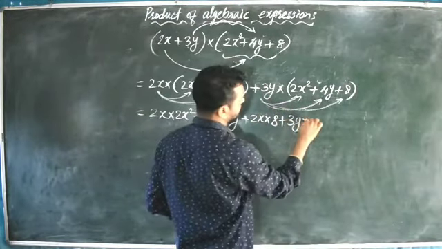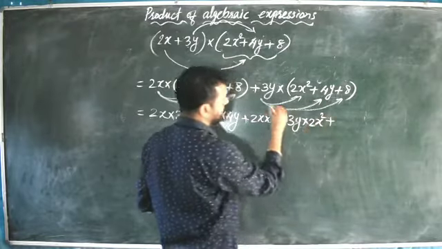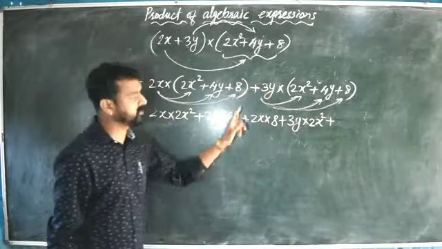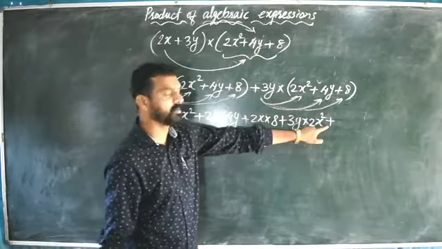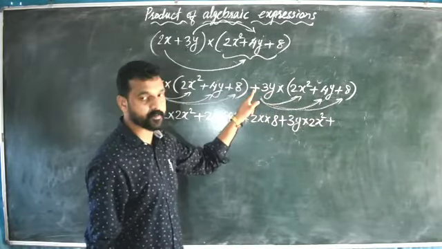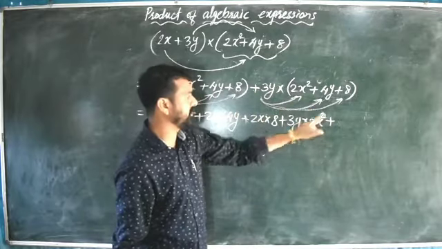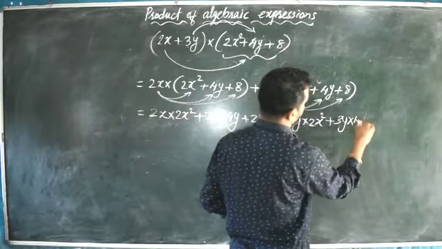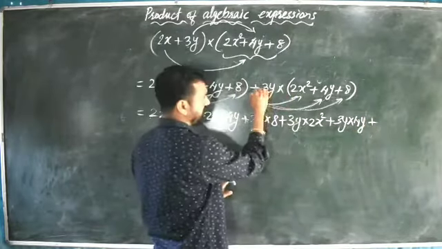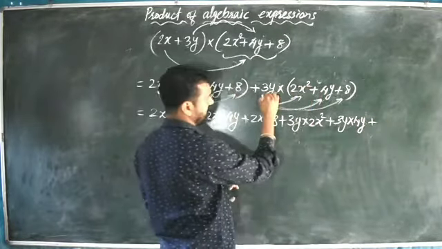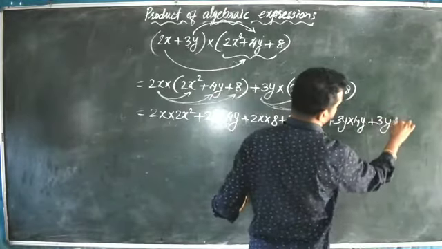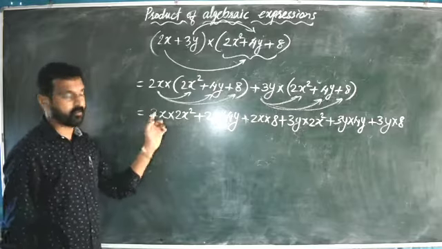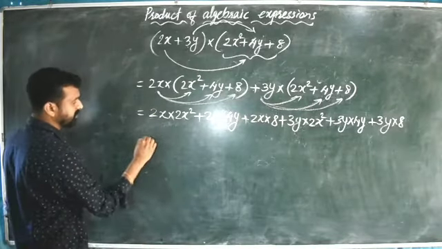Plus here it is 3y into 2x square plus 3y into 4y. Sign you have to see. If it is a minus sign, then minus into plus it will become minus. But here both are positive, plus into plus it will become plus. So 3y into 4y, plus next one, plus into plus it will become plus 3y into 8. Now multiply. Now all the terms have become a monomial into a monomial. Directly also we can multiply here.